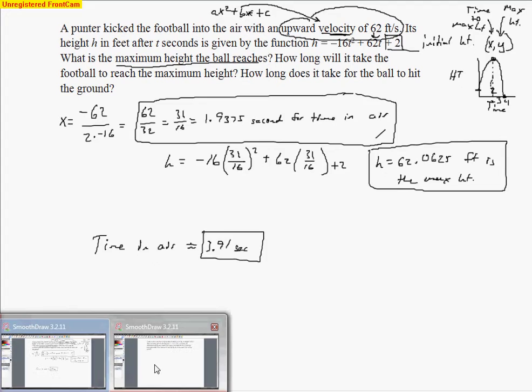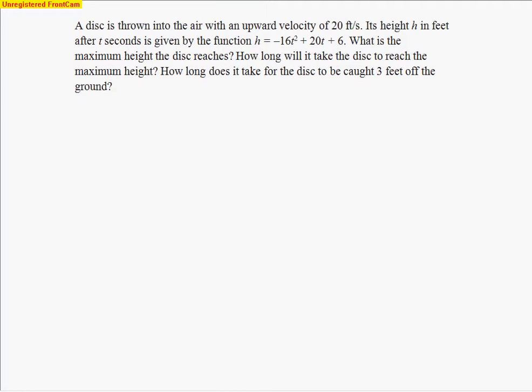So let's take a look at one other problem here. This one asks us the same sort of thing. This time it's talking about a disk being thrown in the air upward at a velocity of 20 feet per second. Notice that that is the B term here, and this is our initial height. It was 6 feet this time. It was 6 feet above the ground.